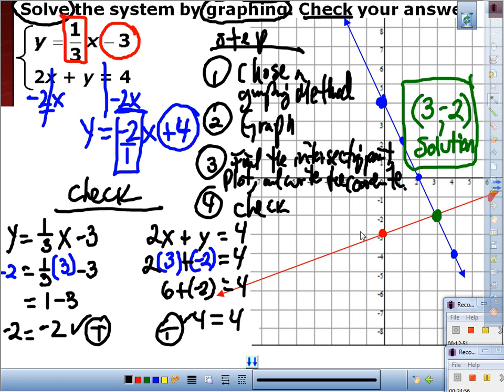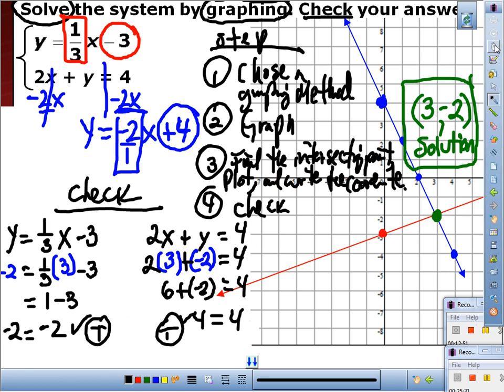Now we're good with a possible solution, and once we check, that's when we write our solution. Is that correct? So let's see if the process makes sense. Choose a graphing method. Does that make sense? Yes, because we know 3 different methods. Step 2, graph. Step 3, find the intersecting point, plot, and write the coordinate. There it is, and at the end, check. We got this?